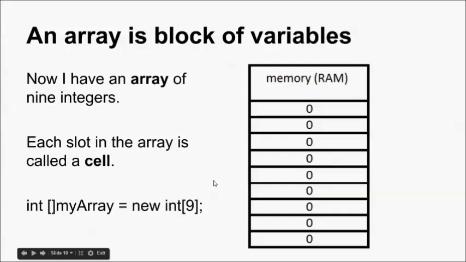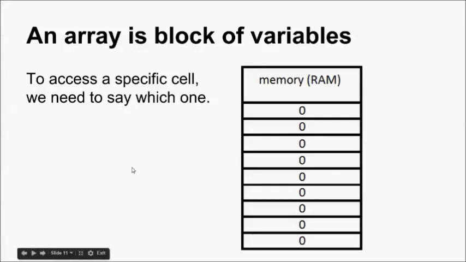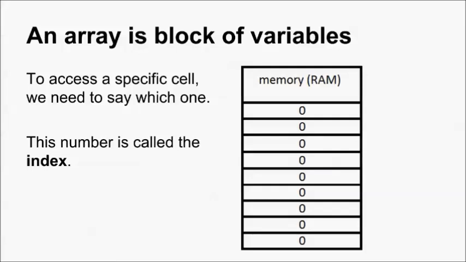but that's how you would declare it. Now, we have a bit of a problem because now that my array name refers to 9 things, how do I say which one I want? Well, I need a special number, or an extra number, called an index. Now the index says which cell I want to access.